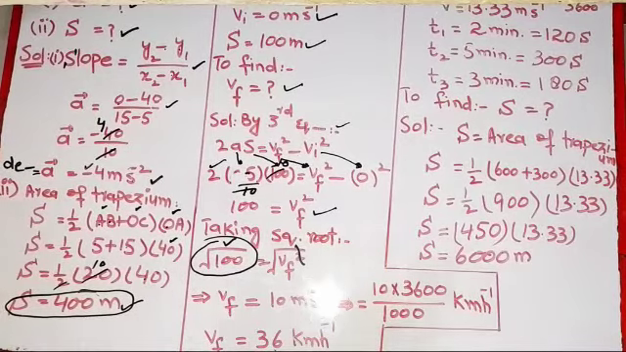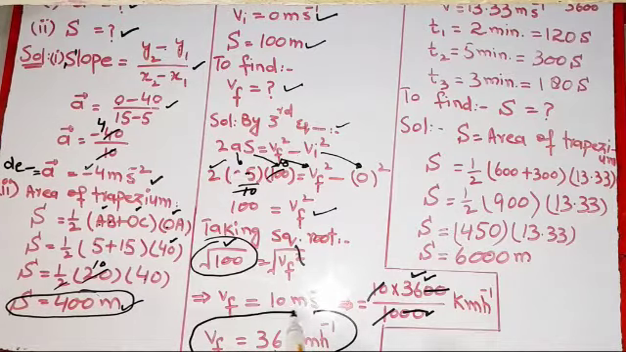We have to convert it into kilometer per hour. As you know, 1 hour is equal to 3600 seconds and 1 kilometer is equal to 1000 meters. These will be cancelled. The answer will be 36 kilometer per hour. So the final velocity of that car will be equal to 36 kilometer per hour.